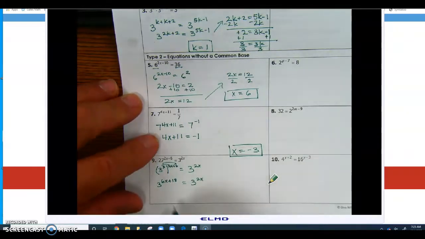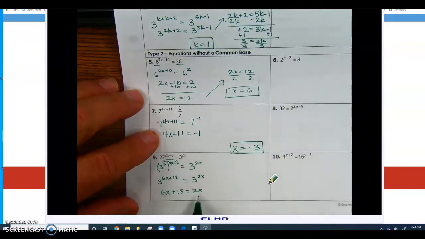Now I can drop the bases. 6x plus 18 equals 2x. Guys, best way to solve this is not to subtract 2x from both sides, but to subtract 6x from both sides. So you don't end up with a 0 on one side of the equation. So I'll let you finish it from there. 18 equals negative 4x.